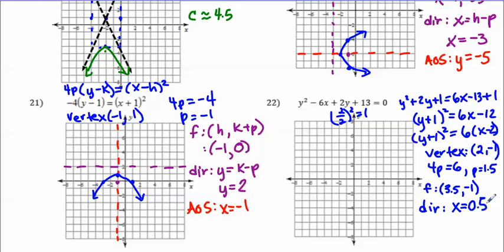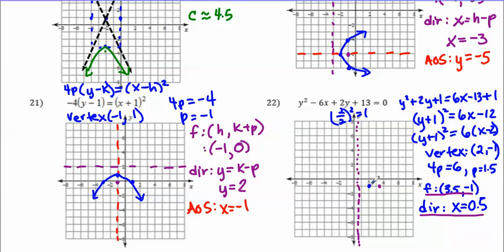Alright, so let's do some graphing. I'm going to graph the vertex at 2, negative 1. And I'm going to graph the focus at 3.5, negative 1. And I'm going to graph the directrix at x equals 0.5, so here.